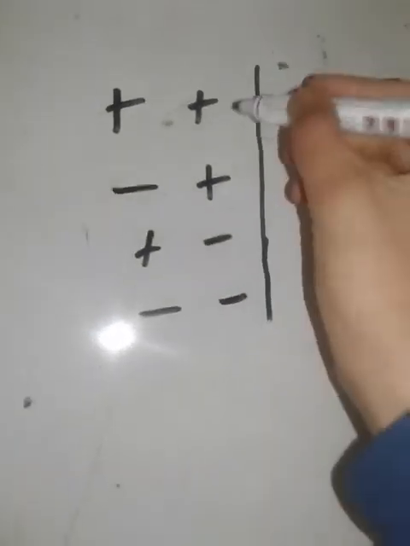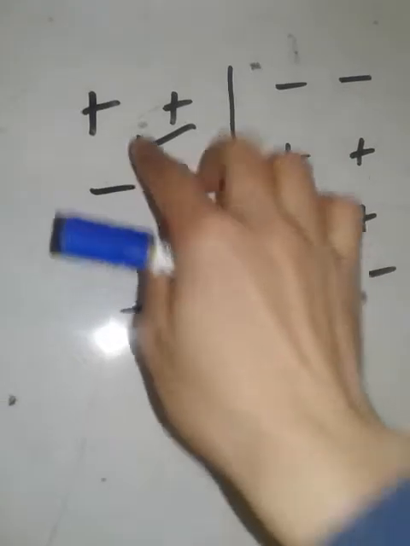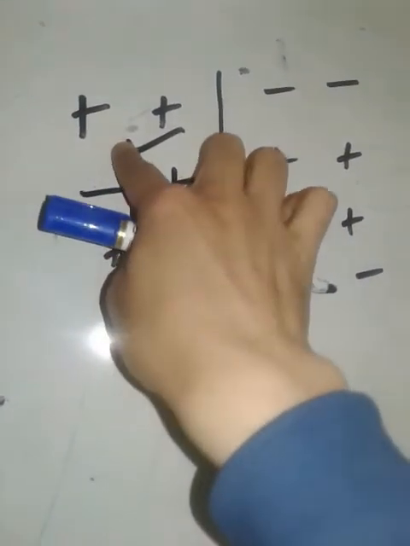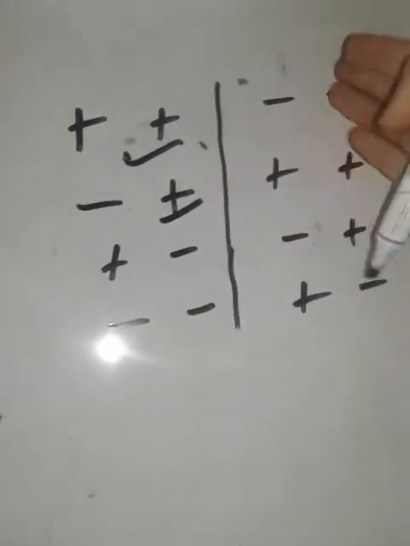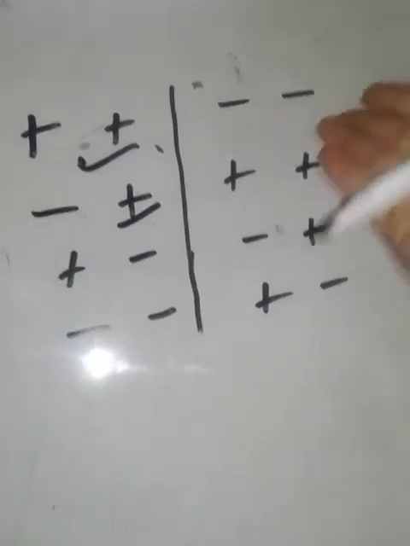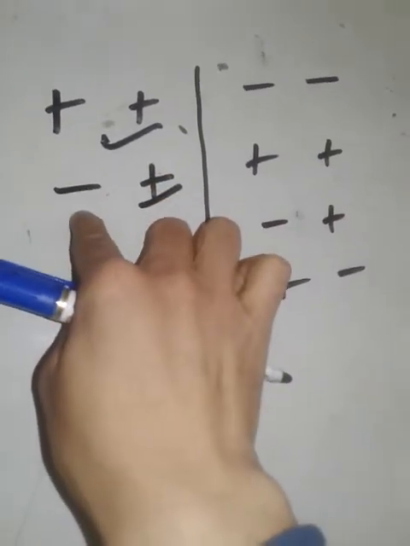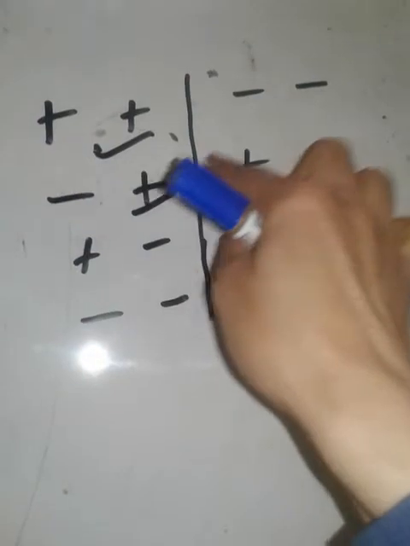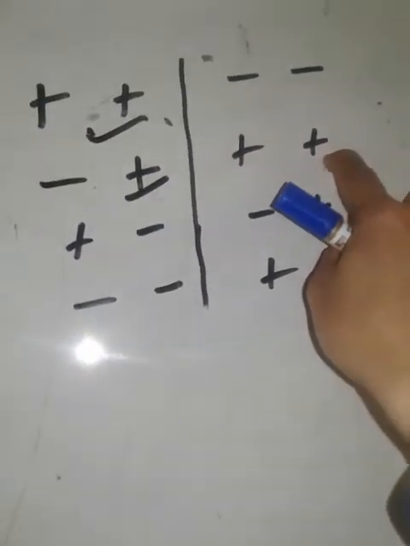Yesterday we have done these two cases: this is the sign of the middle term, this is the sign of the constant, and this is the sign of the roots. If the middle term and constant are both positive, the roots are minus minus, and if the sign of the middle term is negative and the constant is positive, both roots will be positive.